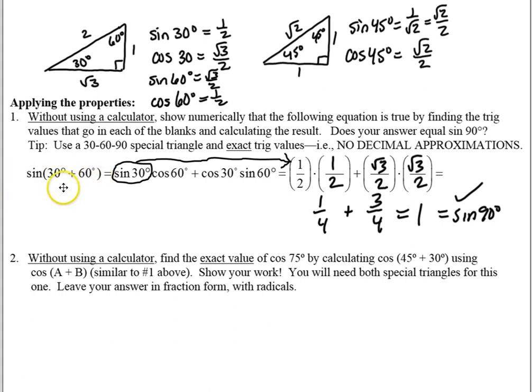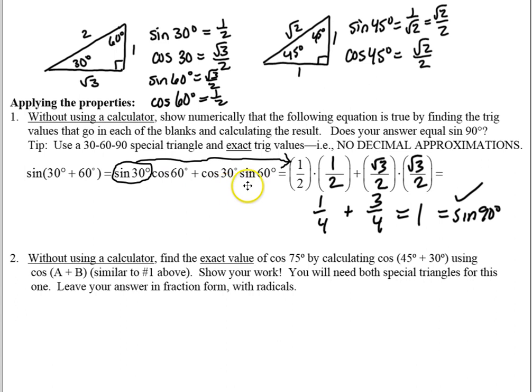Now hopefully you recognize that sine of 90 is 1. This is sine of 90 and sine of 90 is 1, so we should get 1 at the end. Sine of 30, based up here, is 1/2. Cosine of 60 is 1/2. This actually illustrates the cofunction property. Sine of 30 is the same as cosine of 90 minus 30, which is 60. So these two should be the same.